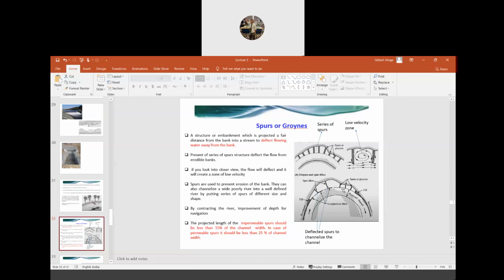Now how should you project these spurs, up to how much can you project them? It depends upon whether the spur is permeable or impermeable. In case the spur is impermeable, you can project it up to less than 15% of the channel width. First of all, you measure the width of the channel, and then the projection should be less than 15% of that channel width in case of impermeable spurs. In case of permeable spurs, you can project it up to 25% of the channel width. Clear?